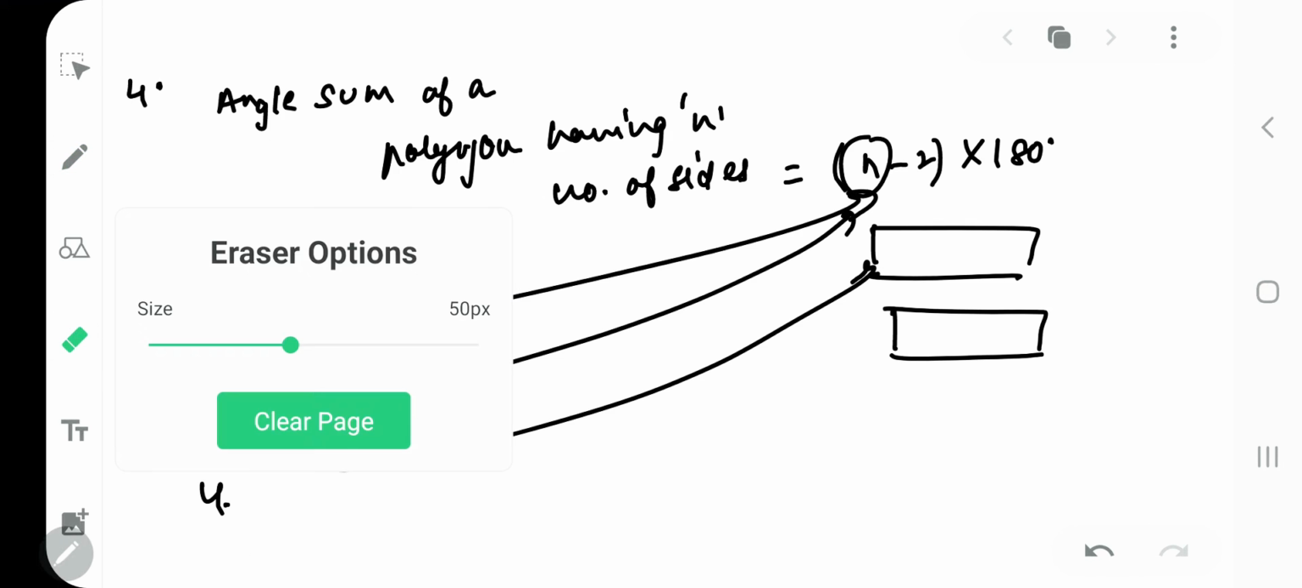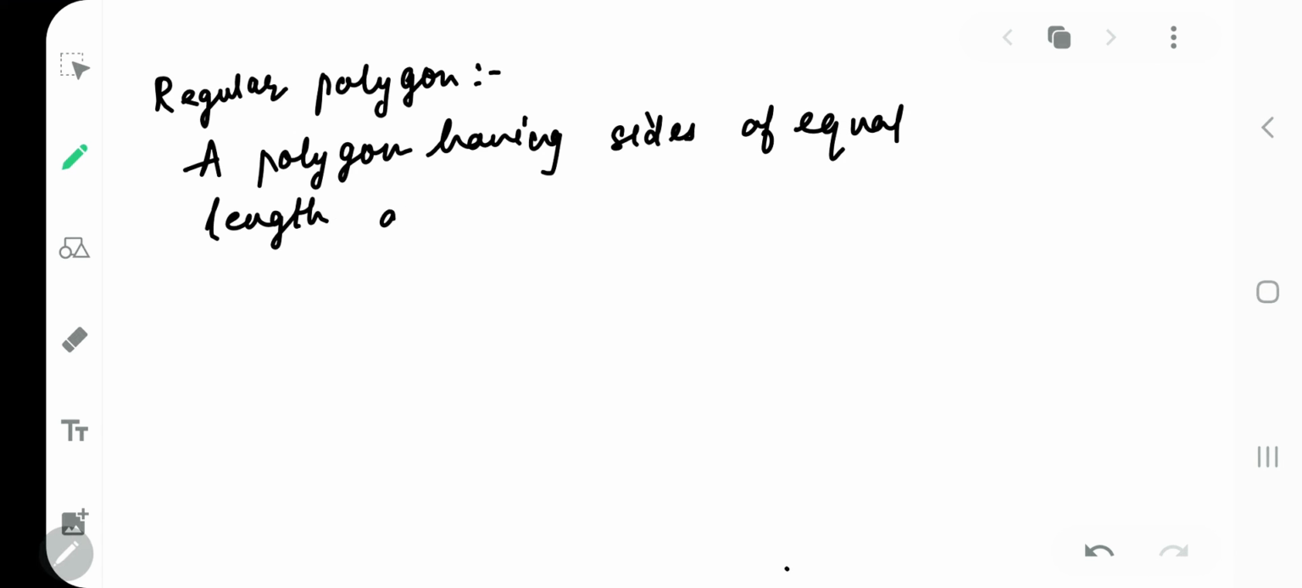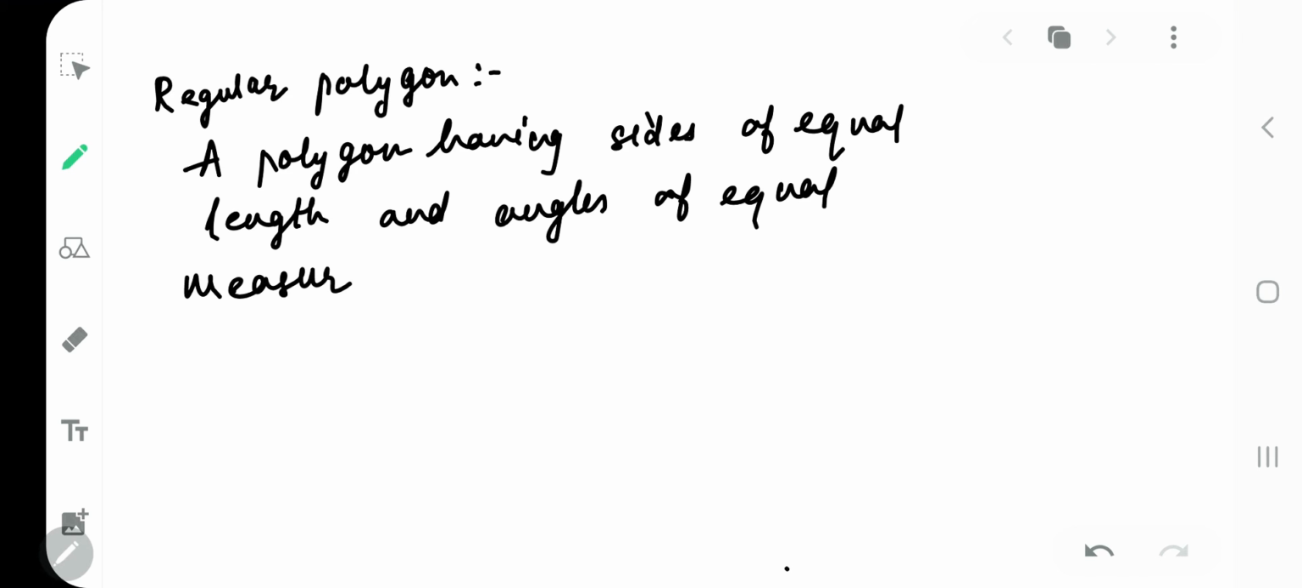Next we have, what is a regular polygon. Now what is a regular polygon, my dear kids? I'll give you a definition of a regular polygon. Write it down. Regular polygon: a polygon having sides of equal length and angles of equal measure is called a regular polygon.